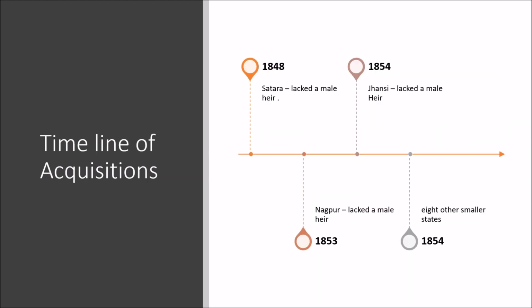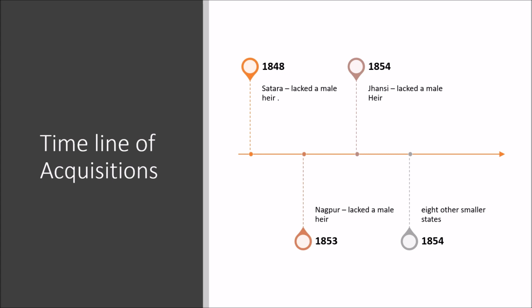Before we have a look at the acquisitions, let us understand what Doctrine of Lapse was. It meant that the company named itself heir to all the rulers who lacked a male heir whom the company recognized. So even if a ruler had adopted, the company did not recognize it as an heir to the state. In fact, Jhansi was one such state where Rani Lakshmibai had adopted, and the company decided that it did not recognize that heir.